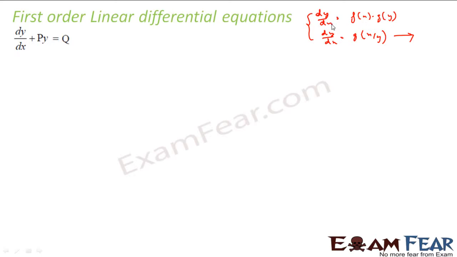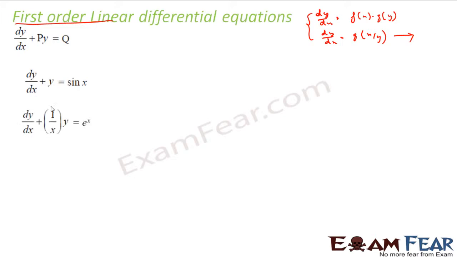Now we will try to find the solution for first order linear differential equation. So any equation of this form dy by dx plus Py is equal to Q is a first order linear differential equation. Please note this, dy by dx plus Py is equal to Q. This form has to be there. For example, dy by dx plus y is equal to sin x. This is also a first order linear differential equation.